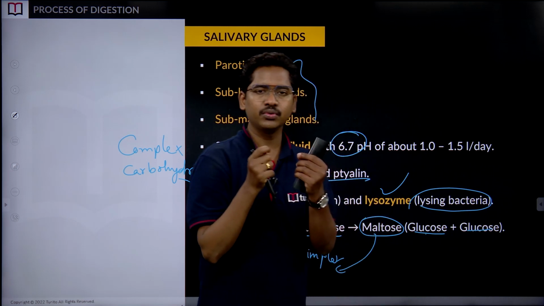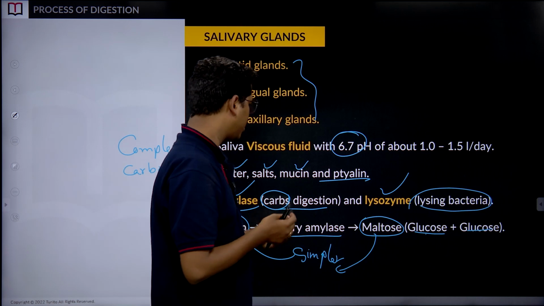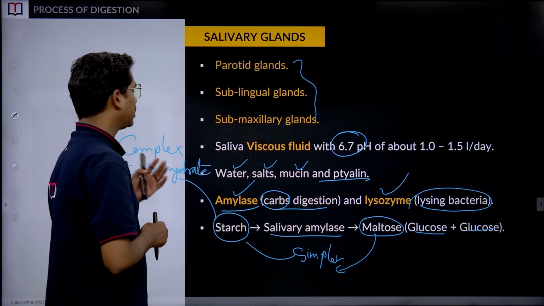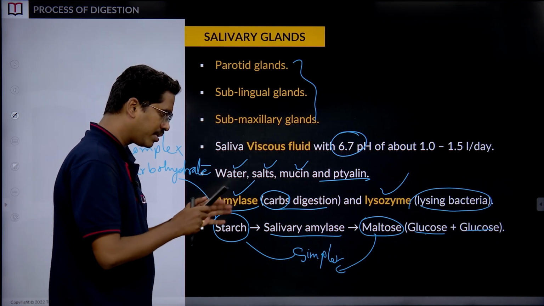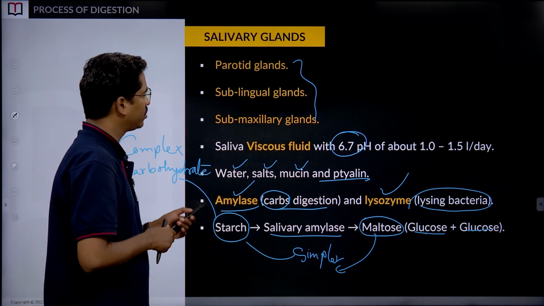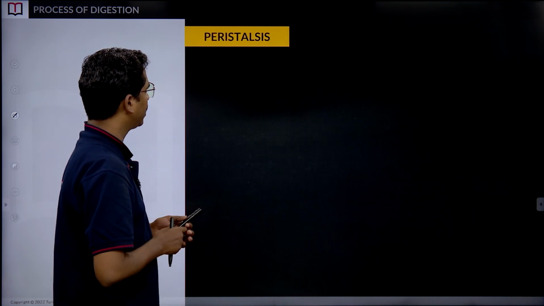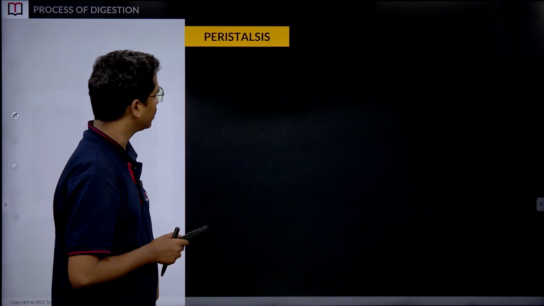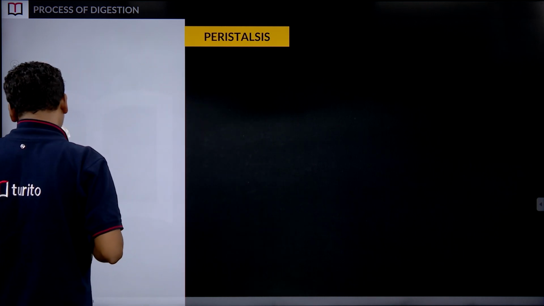When you combine 2 units of glucose, one glucose and another glucose, you see that it is actually forming a simpler carbohydrate. Now, this is what happens in the salivary glands, following which we see peristalsis, like I mentioned earlier. Peristalsis is also one of the important things to be understood.